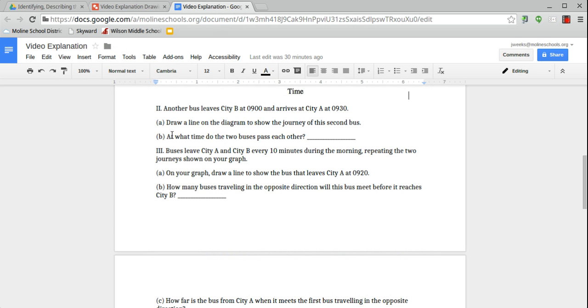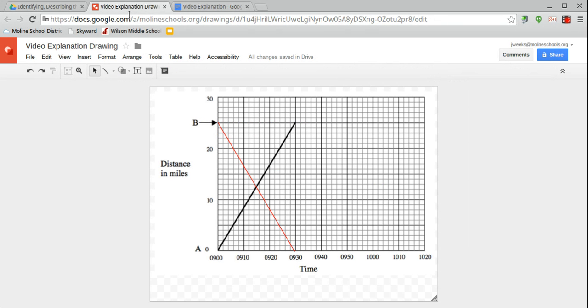Now using that, I'm going to answer the next question. At what time do the two buses pass each other? Well, let's take a look at that. So the two buses are passing right here, and they didn't ask me the distance, they asked me the time. So I need to look down at my x-axis. And I have to be especially careful to see what these little grid marks stand for. So it appears that they're each 2 minutes.